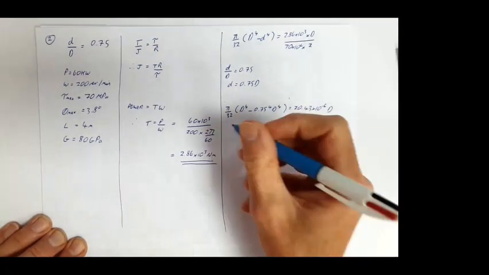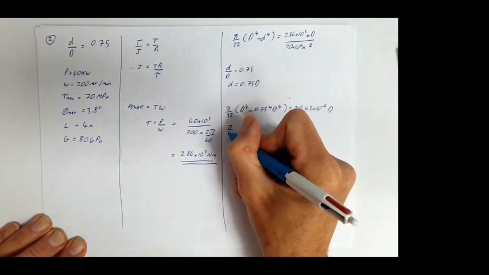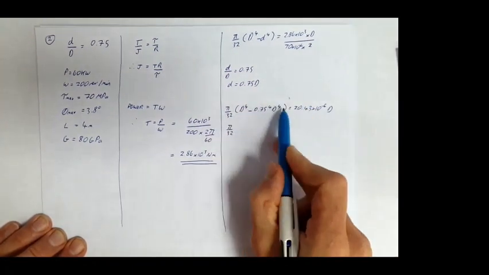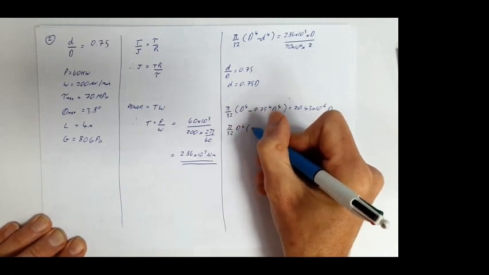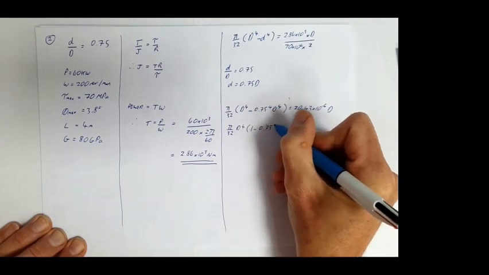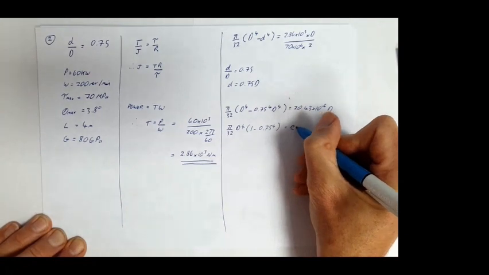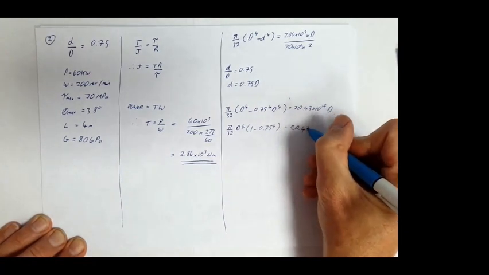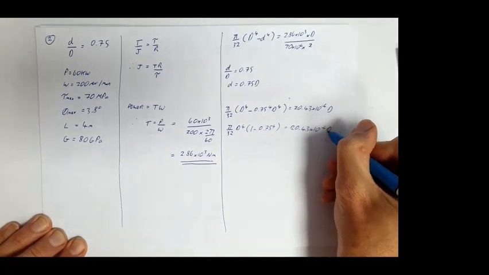Okay. So pi over 32, bring D to the 4 outside of that, we can factorize that. 1 minus 0.75 to the 4 equals 20.43 times 10 to the minus 6 times D.